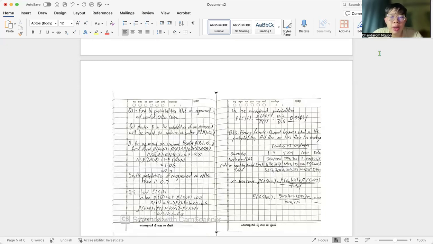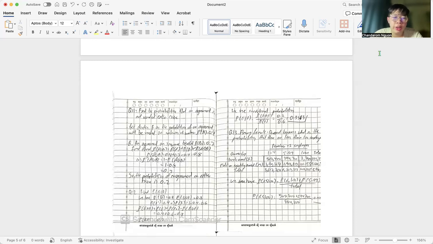To find the probability of no agreement on either issue, we use P prime of A or B, which equals 1 minus P of A or B, which equals 1 minus 0.8, equal to 0.2. So the probability of no agreement on either issue is 0.2.